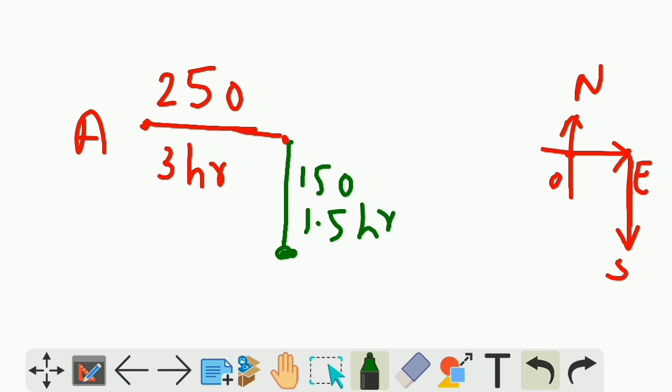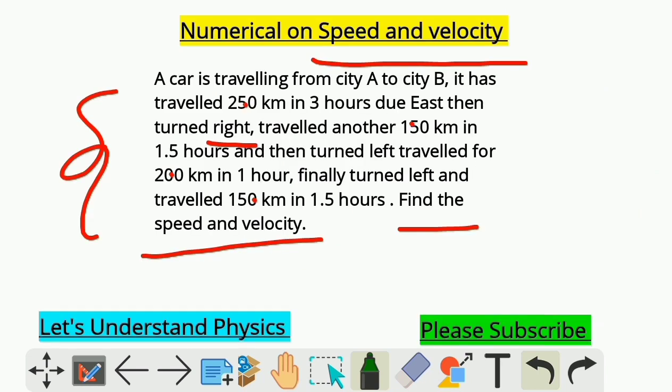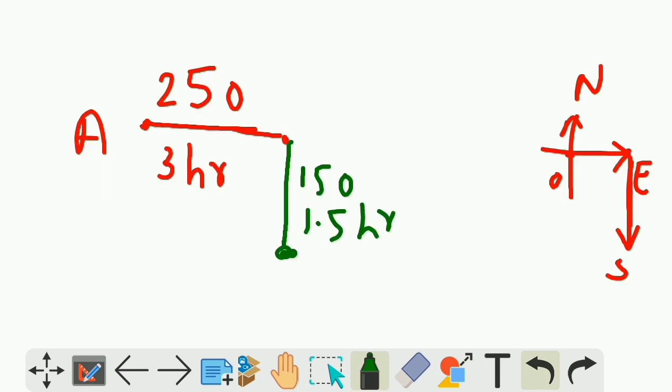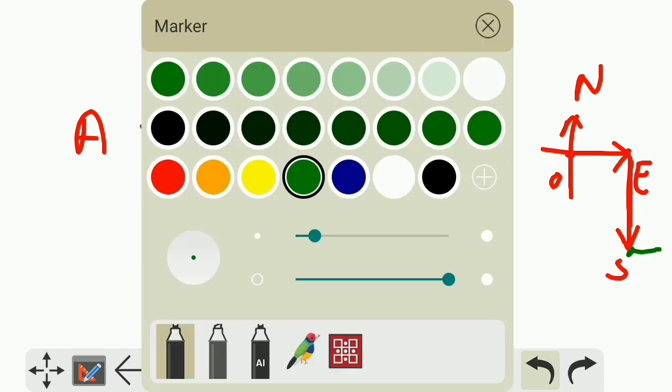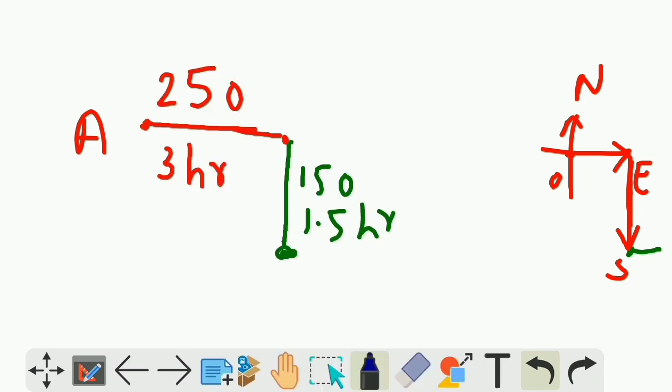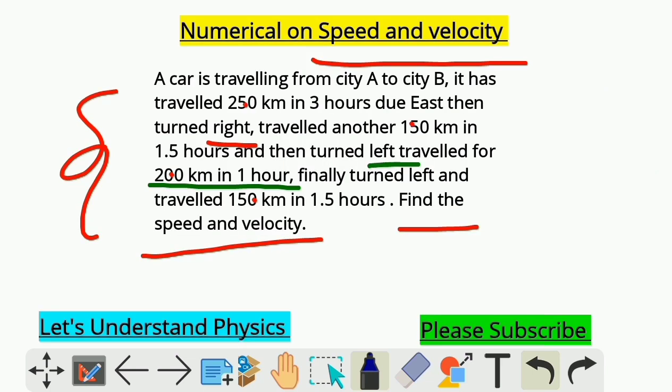Now from here, in which direction? Again we have to read. And then turned left. From south, if you are traveling left, which side will you go? You have to go again in the east direction, isn't it? 200 km in 1 hour. If you are here and going left, it means like this only, isn't it? Towards east again. I am taking another color. So like this, it is 200 km in 1 hour.